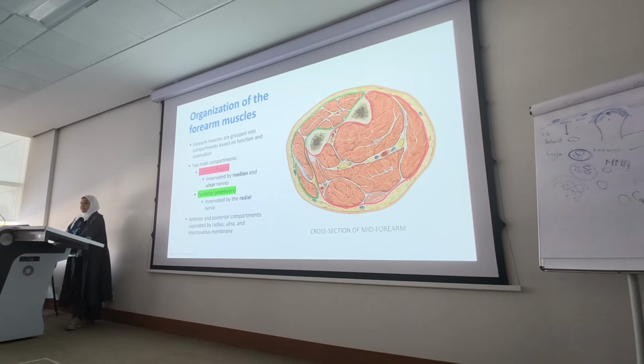And then the muscles that are situated posterior to the radius and ulna, which are outlined in green, these are going to be primarily extensors, okay? And they're innervated mainly by the radial nerve. And once again, I want to point out that these are separated by that radius, the ulna, as well as the interosseous membrane.